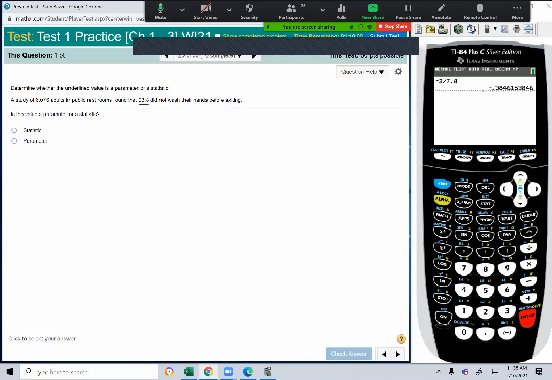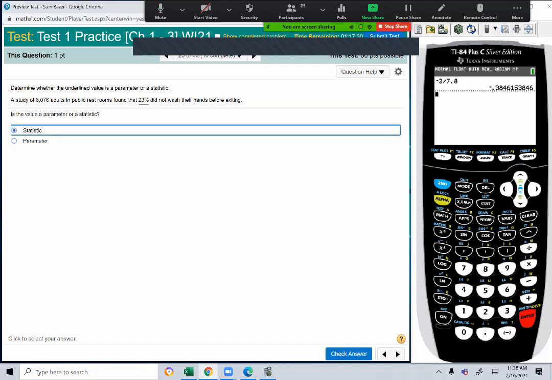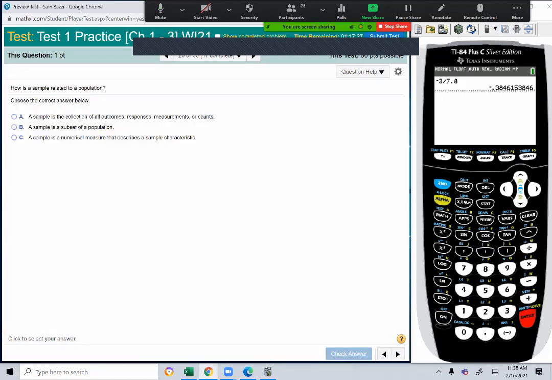Determine whether the underlying value is a parameter or a statistic. A parameter comes from a population, a statistic comes from a sample. A study of 776 adults in public restrooms found that 23% did not wash their hands before exiting. Does the 23% refer to a population or a sample, guys? Sample. There are more than 6,000 adults, guys. How is a sample related to a population? A sample is a subset of a population.